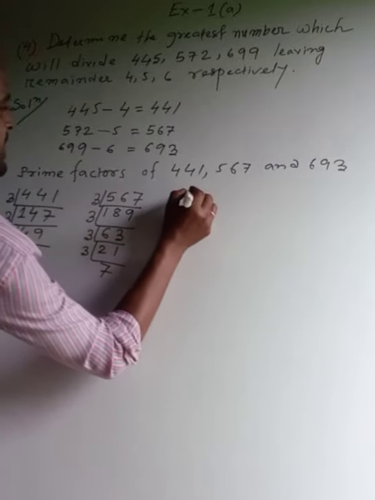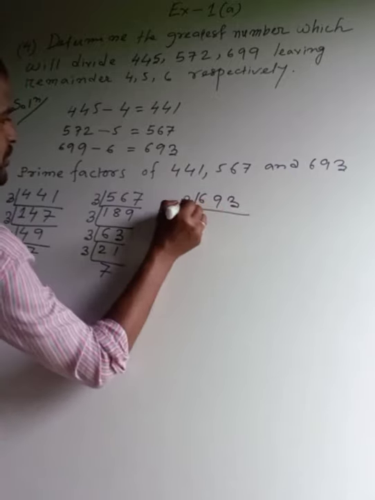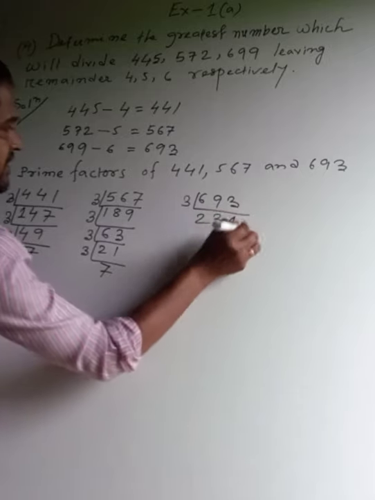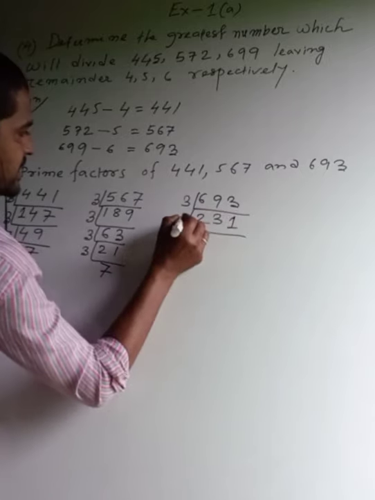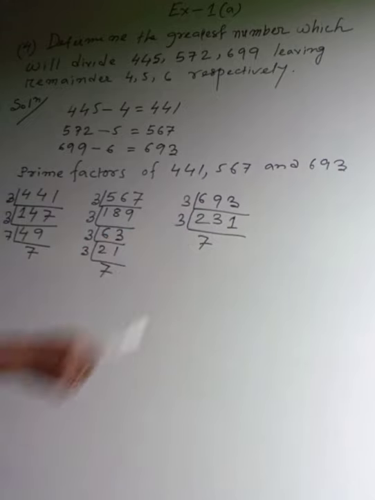What is the next number? 693. 3 2s are 6. 3 3s are 9. 3 1s are 3. Again we can try by 3. 3 7s are 21. 23 minus 21, how much remain? 2. 2 and 1, 21.